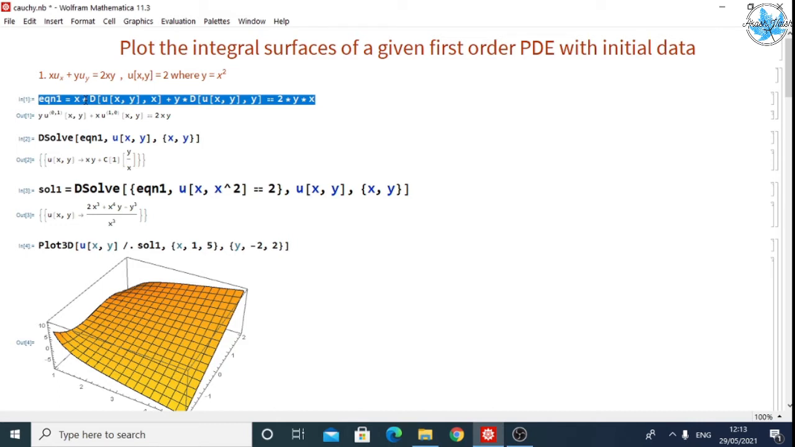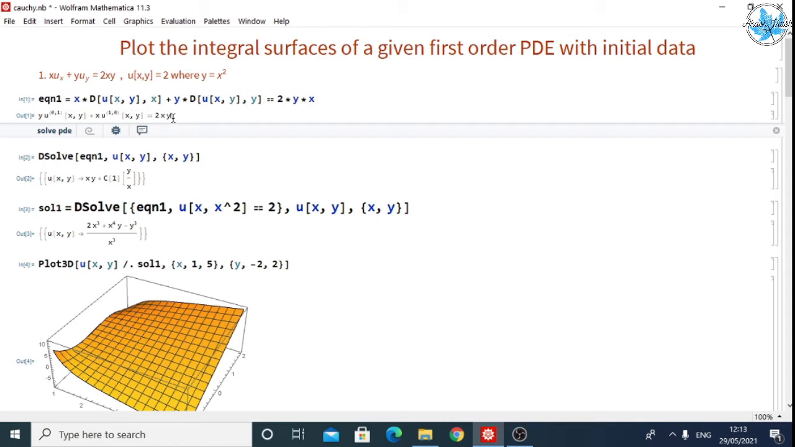First we will write the equation: x times the derivative of u with respect to x. We write the capital D for the derivative: x D(u(x, y), x) plus y D(u(x, y), y) double equals 2xy. Then press Shift plus Enter.